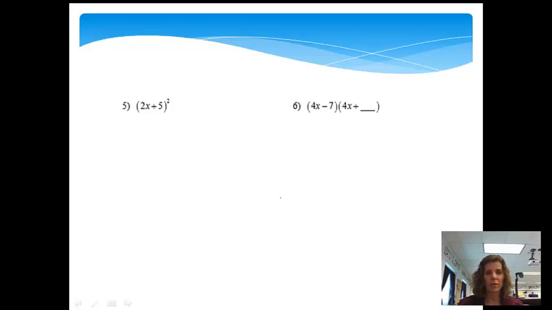Right, we are just going to be doing some more multiplying of polynomials, trying to get a little bit tougher here. The first one that I'm going to deal with is 2x plus 5 raised to the second power. When we do this problem, what I'd like you to think of is if I had 3 to the second power, that would actually mean 3 times 3.